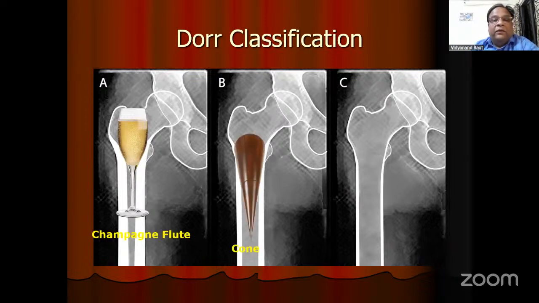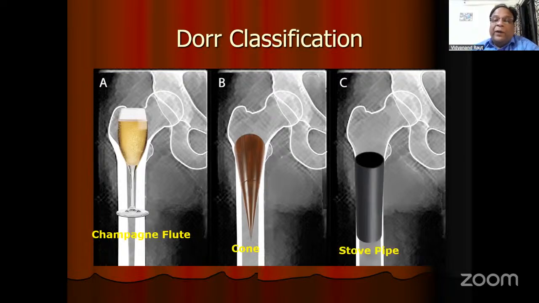Whereas in type B, you can see that the medullary canal widens in this area. So this forms a cone. I'm sorry, the cone is not shown properly here, but it's a conical shape. It tapers down. Type C is called a stovepipe stem, where the medullary cortex is thinned out so much that it's like a huge thick pipe, which is called a stovepipe shape.